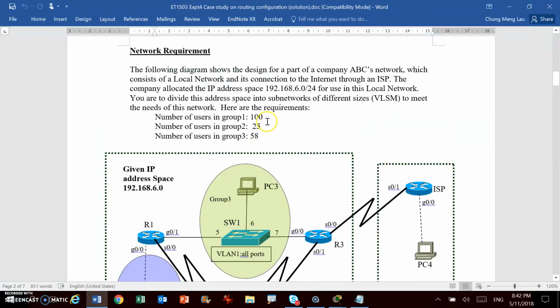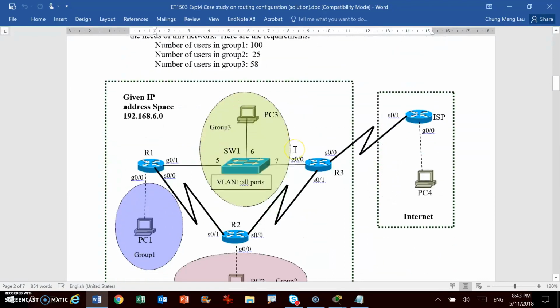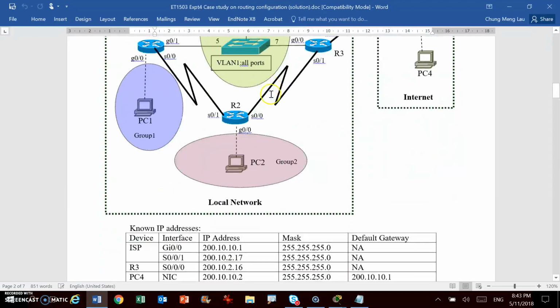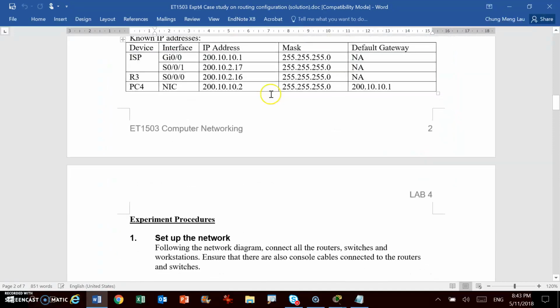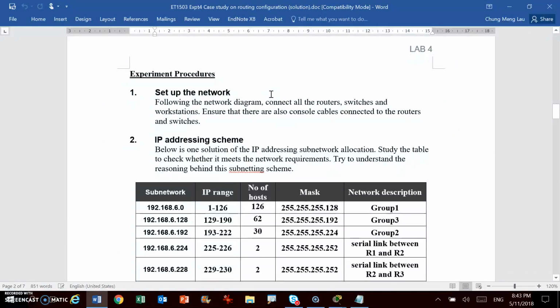Okay, this is a requirement. So you're supposed to subnet 192.168.6.0/24 network. Okay, and this is the user requirements for the 3 groups of users. Group 1, 100 IP address. Group 2, 25. Group 3, 58. Okay, so based on the user requirement, you're supposed to do your subnetting.